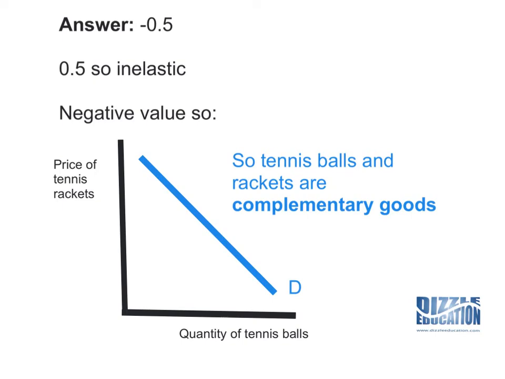And the negative value here, as you can see on our graph, shows you that there's a negative correlation between the price of tennis rackets and the quantity demanded of tennis balls. So note this is a slightly different sort of diagram to what you were drawing in your lessons on supply and demand, because we're comparing the price of one good to the quantity of another good. So because of that negative value, we say that tennis balls and tennis rackets are complementary goods, that they go together. So therefore the price of tennis rackets would affect the demand for tennis balls and vice versa.